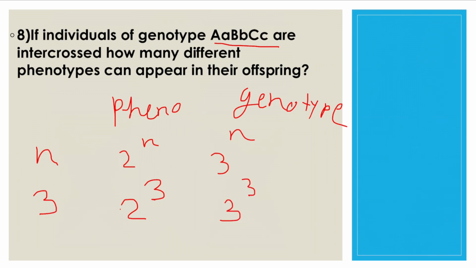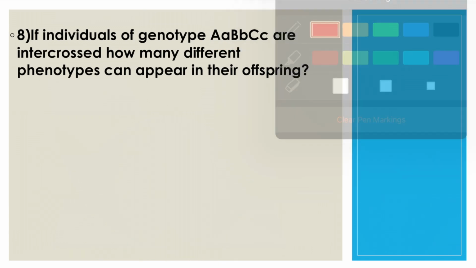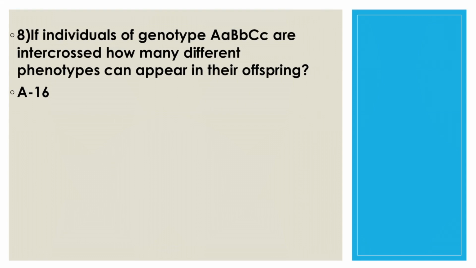So here they are asking about phenotypes. It means 2 multiplied by 2 multiplied by 2, which is 8. The number of phenotypes in this trihybrid cross will be 8. Answer is C, 8. You should always remember that rule. If the number of pairs is n, the number of phenotypes is 2^n, and the number of genotypes is 3^n. You can do it for any number of pairs of genes and you will find the result.